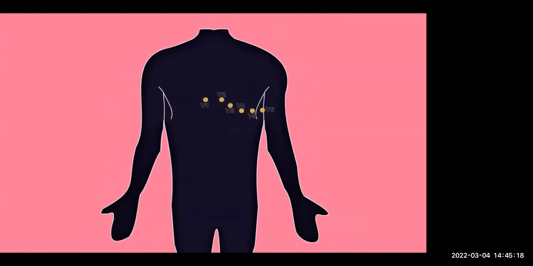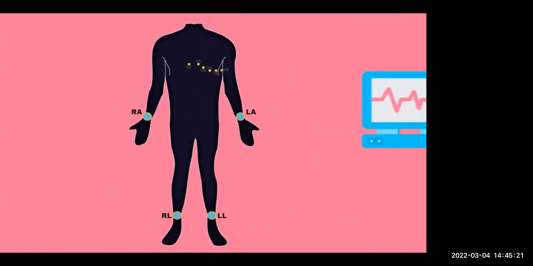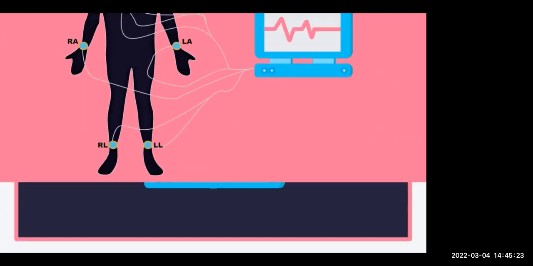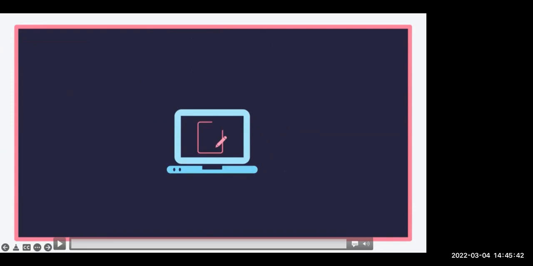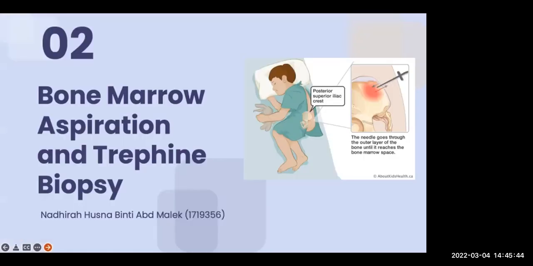Ensure limb electrodes are symmetrically placed. Connect the leads to the electrodes. Calibrate the ECG machine and obtain the ECG trace. Remove the electrodes and gel, clean equipment and dispose of electrodes. Okay, so that's how to perform the ECG. That's all from my part.